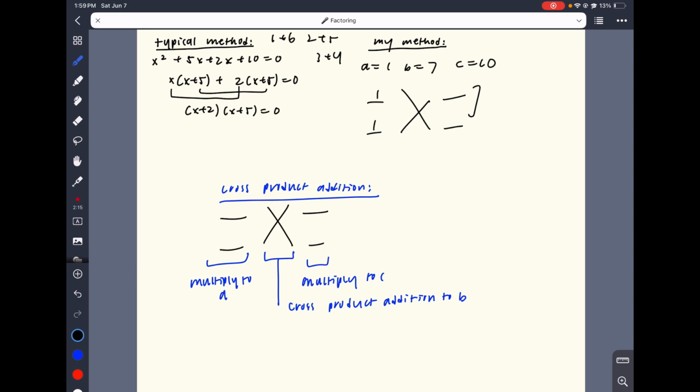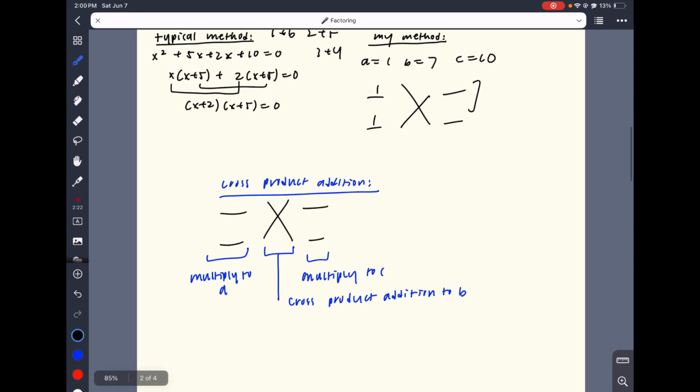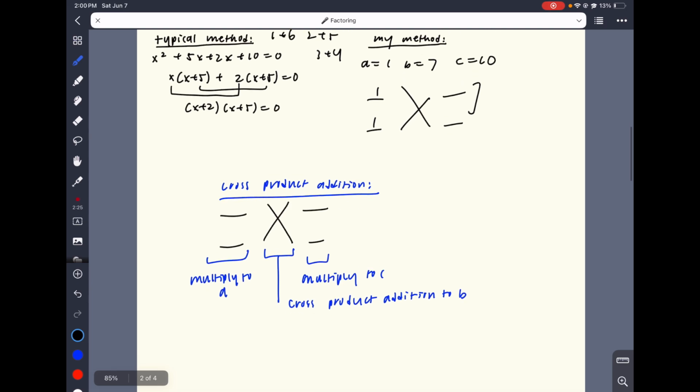And then we want these two numbers on the right here to multiply to c. So we want them to multiply to 10. And the only cases we would have would be 1 and 10, negative 1 and negative 10, 2 and 5, and negative 2 and negative 5. So let's try 1 and 10. Let's put 1 here and 10 here.